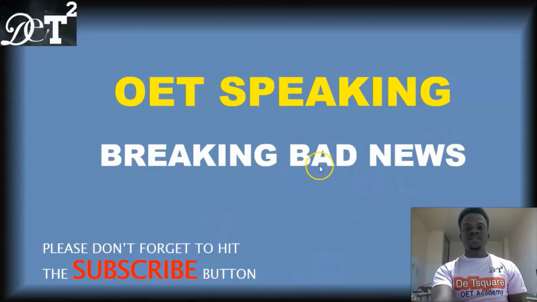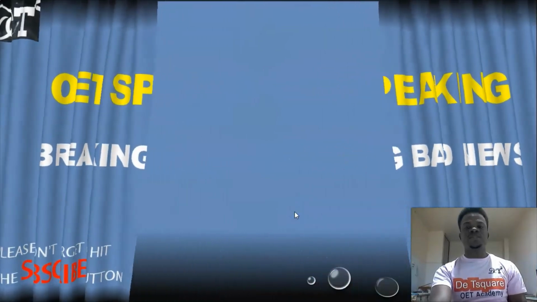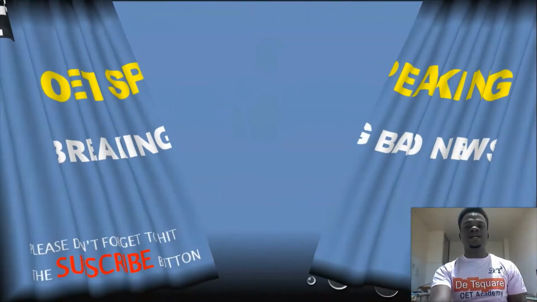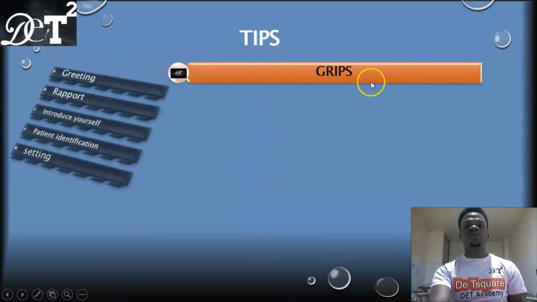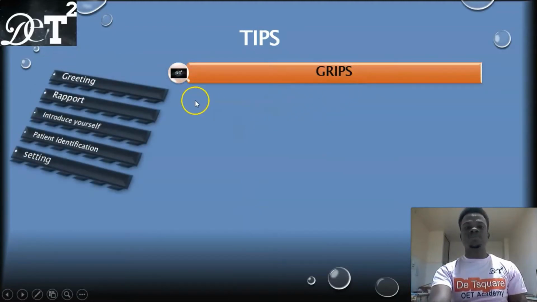Before we go into details of how to break bad news in OET speaking, I would want us to go through the general tips that would help you in OET speaking. So we'll take these tips one after the other. First, we'll be looking at what we call GRIPS. It's just an acronym to represent greeting, rapport, introducing yourself, patient identification, and identifying the setting of the role play card.